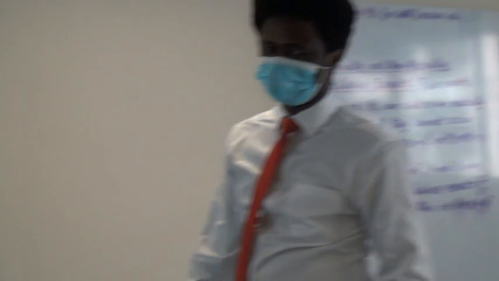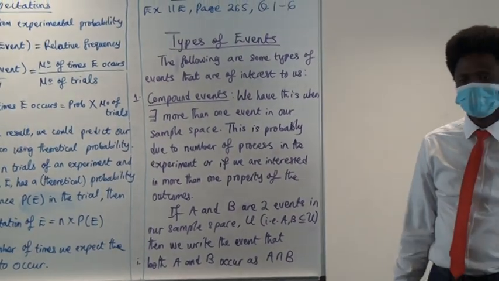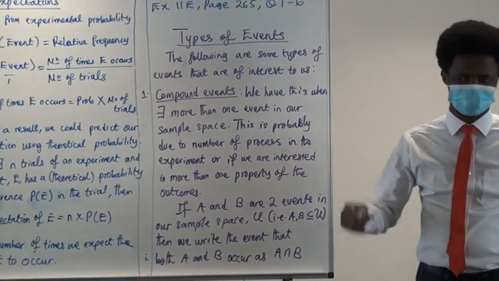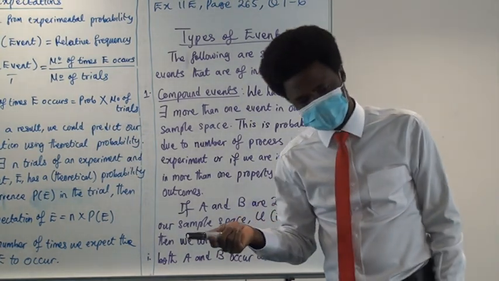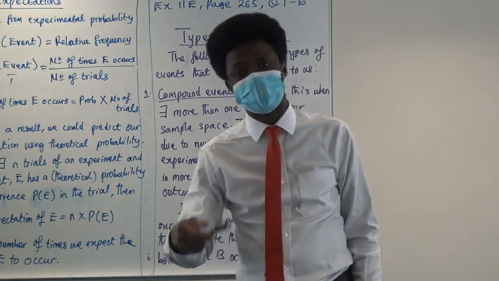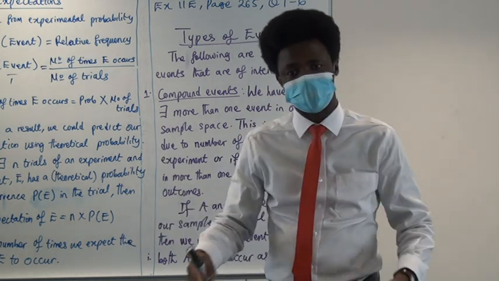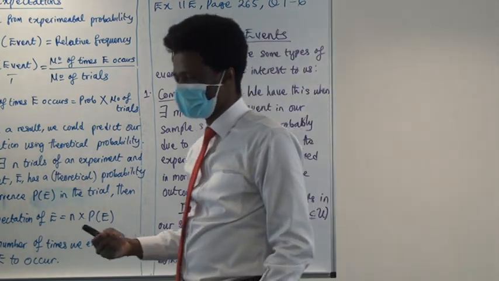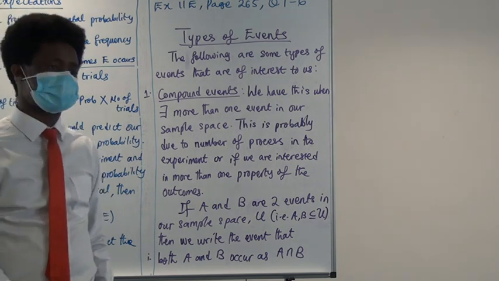Types of events that are of interest to us are these two for now. We're going to talk about dependent and independent events later, and that leads us to something called Bayes theorem. Now, compound events, just as the name implies, is like composite function, or compound shape when you're finding area. It means two shapes together. Composite function means two functions are joined. Now, in a compound event, it means we have more than one event in your sample space.